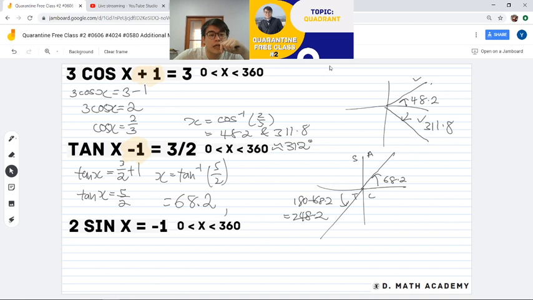Okay, moving on to the last question. This is the hardest type that might appear in your mathematics exam, where the result has a negative over here. Okay, so what this means is that you do it as per usual. Got sine x equals negative 1 over 2, x equals sine inverse negative 1 over 2.